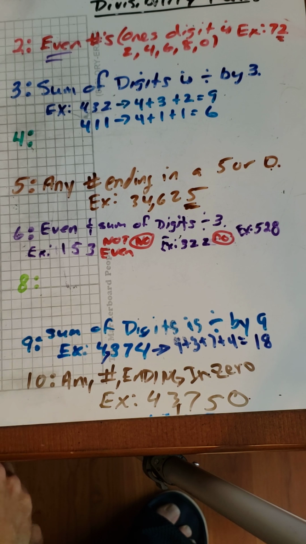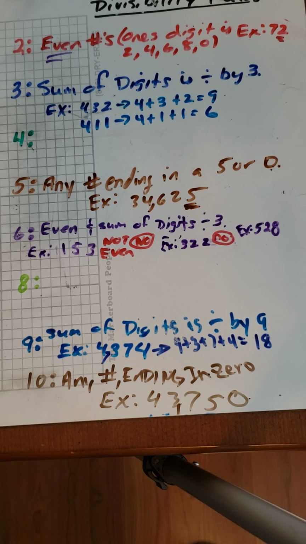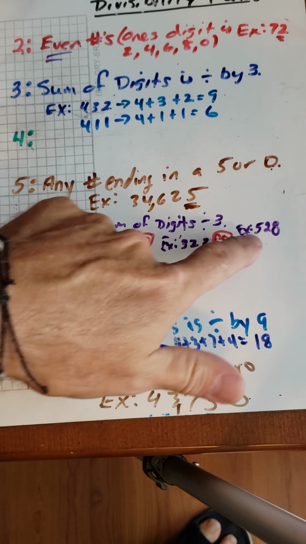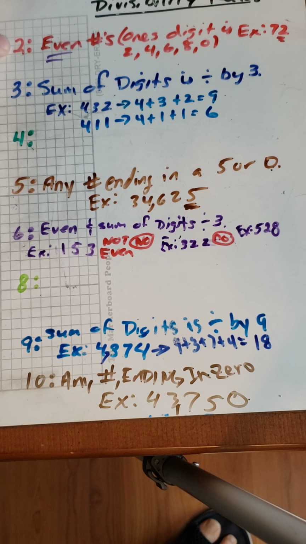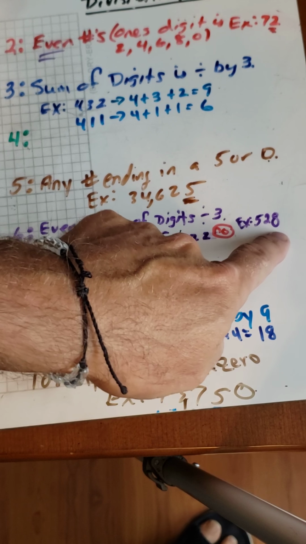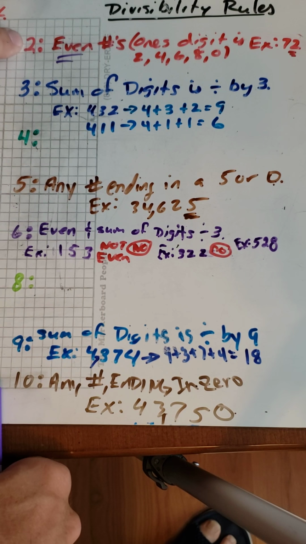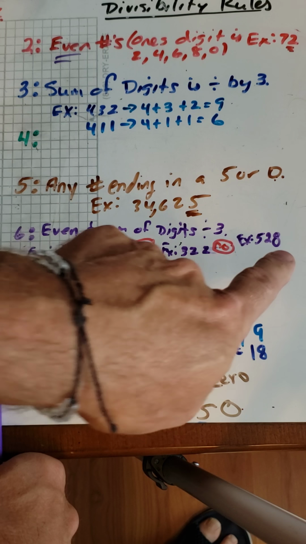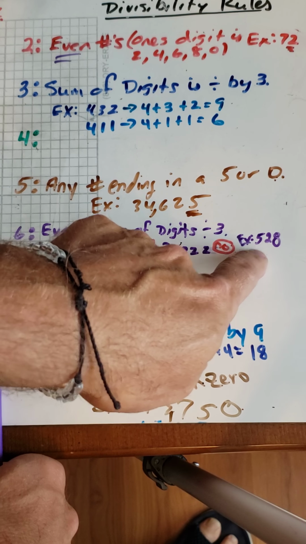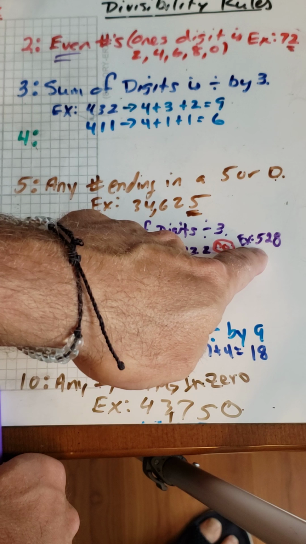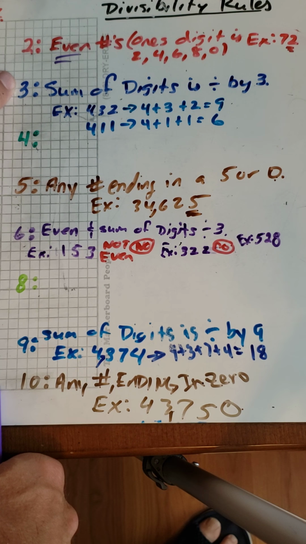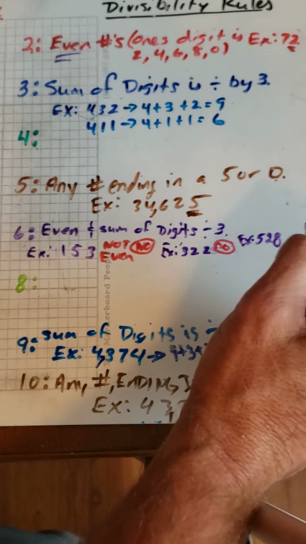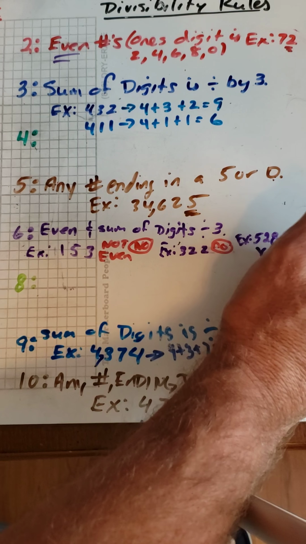528. Okay. So for 528, the first thing I do is I check and see, is it even? So it's divisible by 2, and I see the 8 makes it even. Therefore, yes, it's divisible by 2. Then I got to check to see if it's divisible by 3. Well, 2 plus 8 is 10, plus 5 is 15. 15 is divisible by 3, so yes, this is divisible by 6.